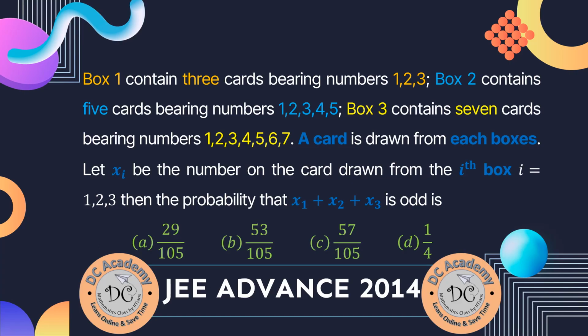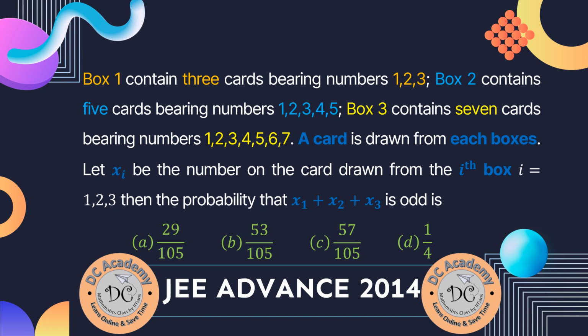Hi, in this video, we're going to solve this problem regarding the concept of probability, which appeared in JEE Advanced 2014. So first, try to understand the problem statement. Here it says we have three boxes, box 1, box 2, and box 3, with some number of cards numbered 1, 2, 3, 1, 2, 3, 5, and so on. Now we are drawing a card from each box.